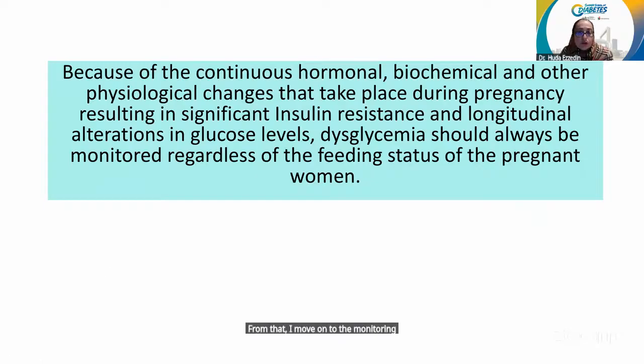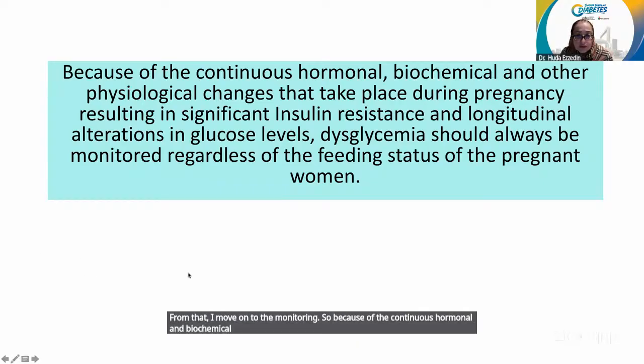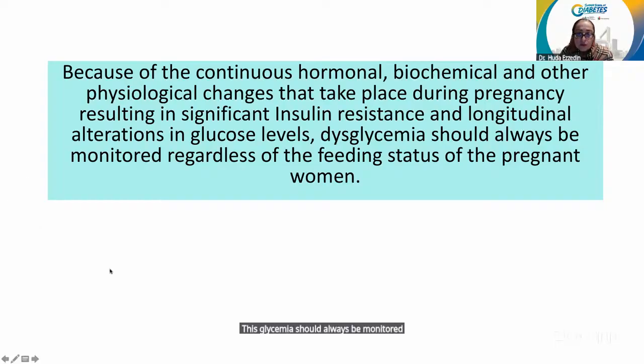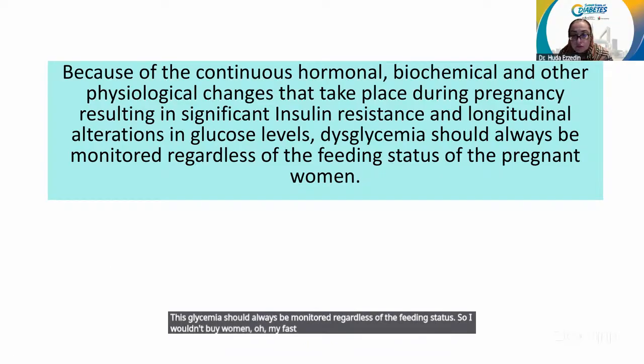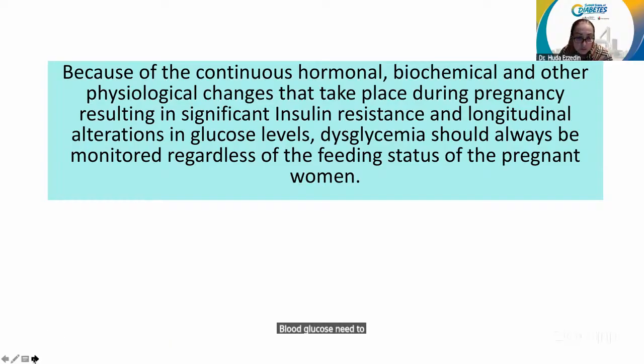Because of the continuous hormonal and biochemical and other physiological changes that take place during pregnancy, which result in significant insulin resistance, this glycemia should always be monitored regardless of the feeding status. So I wouldn't buy women saying, oh, my fasting is this, and then forget about the rest of the day. At any point in time, a pregnant woman's blood glucose needs to be under control.